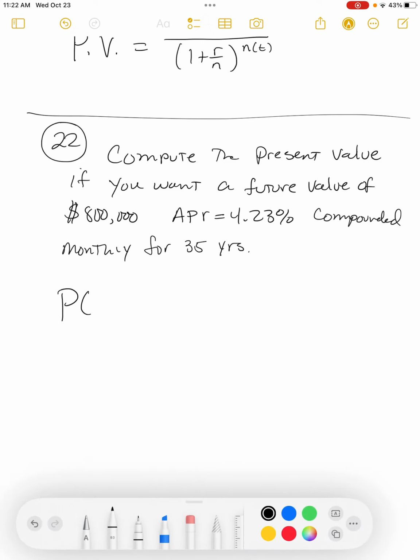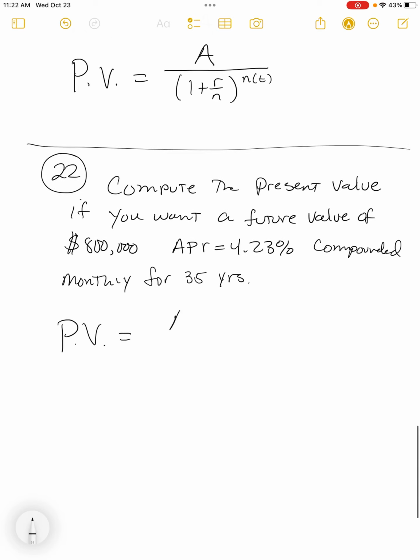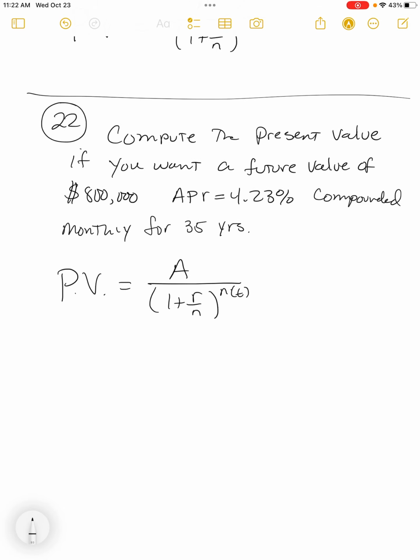Present value is what they're asking for, so we're going to go to that formula. It's the accumulated amount, what you want in the end, divided by 1 plus r over n, to the n times t. And let's put in the values again, much like we did before. We're looking for the present value, and what we want its future value, its accumulated amount, to be is 800,000.